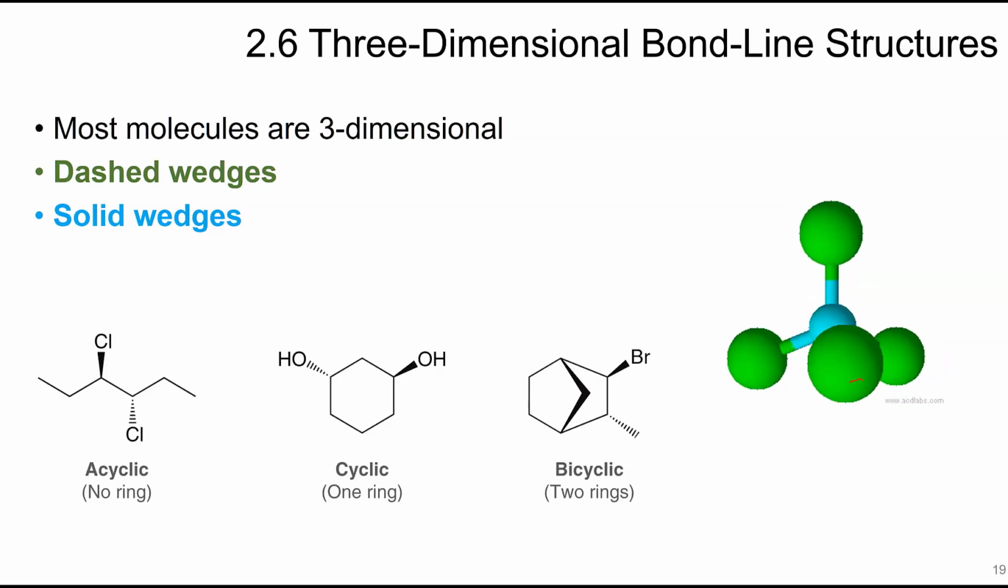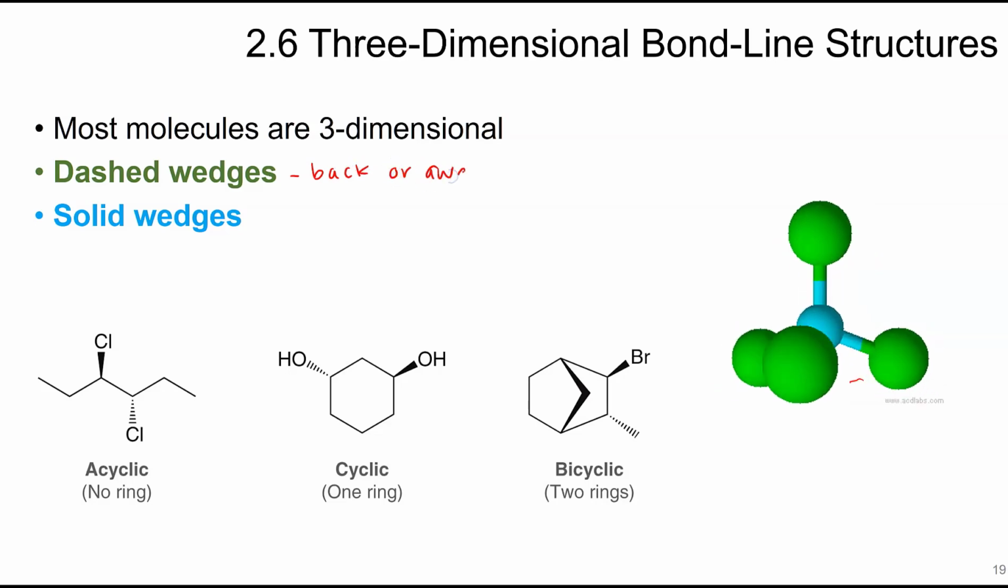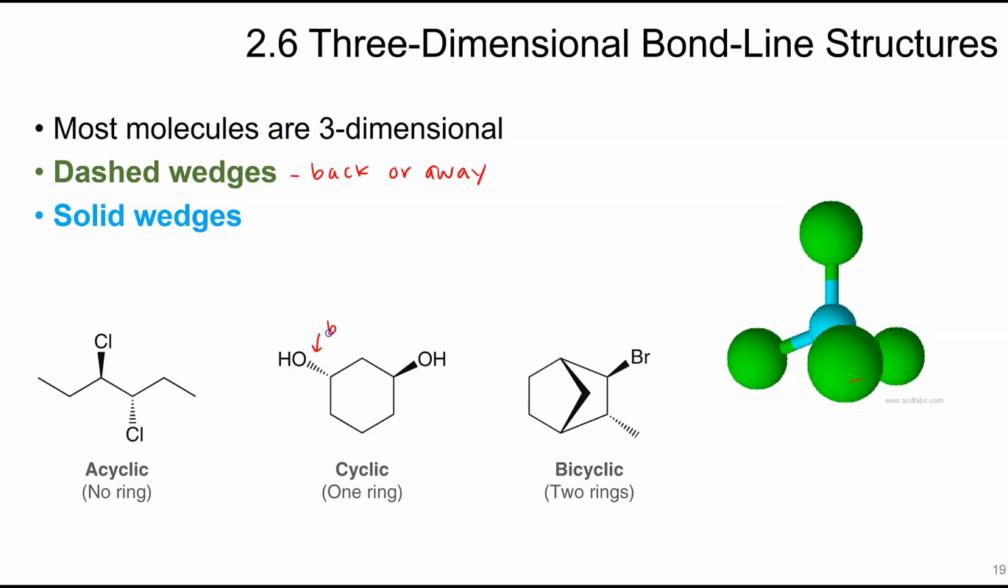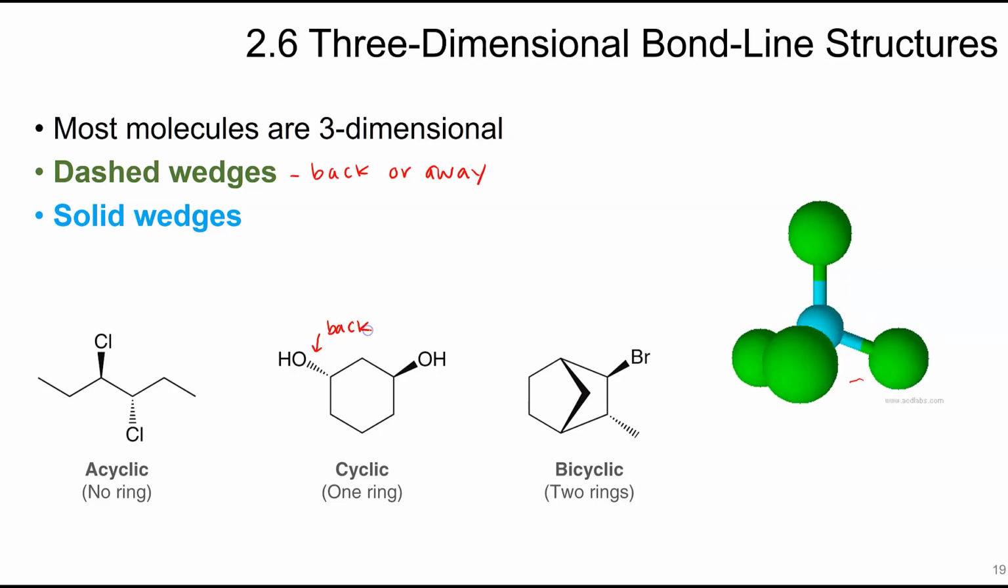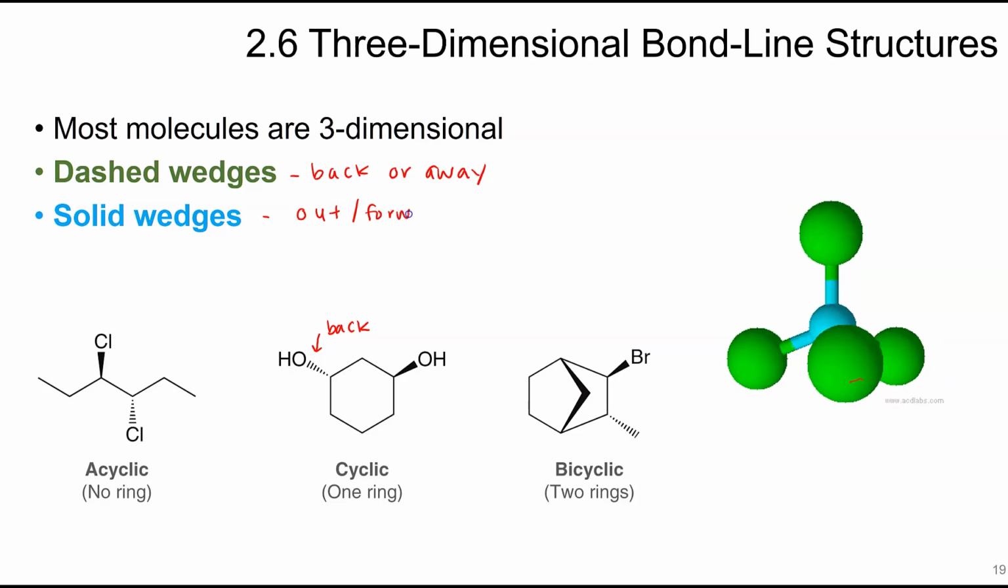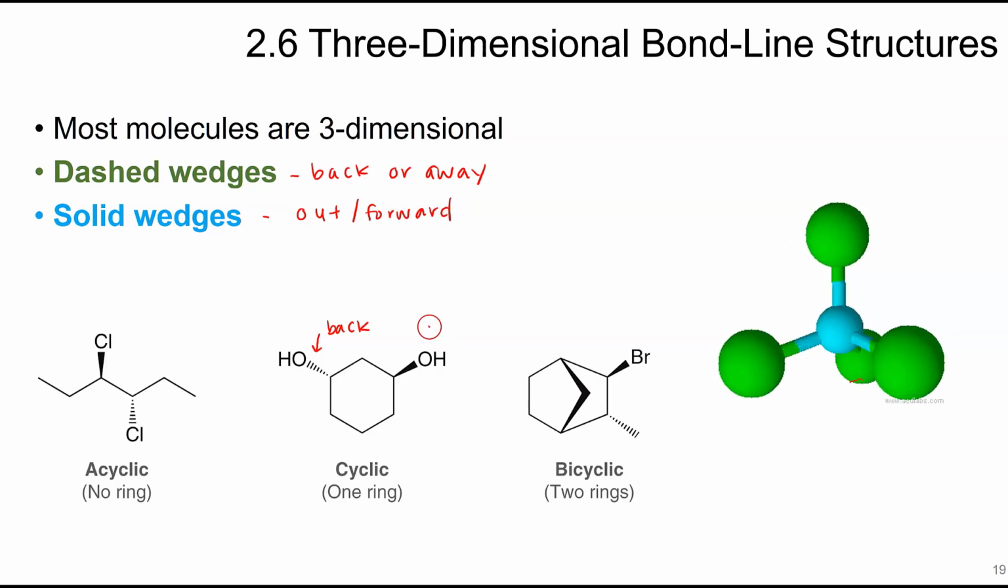So if you see a dashed line, that is pointing back or away from the paper. So if you're looking at your paper flat, if you stuck your pencil out the back of it, this is pointing back. So we would use a dash to represent that. A solid wedge is out of the paper or forward. This OH group here is pointing forward.